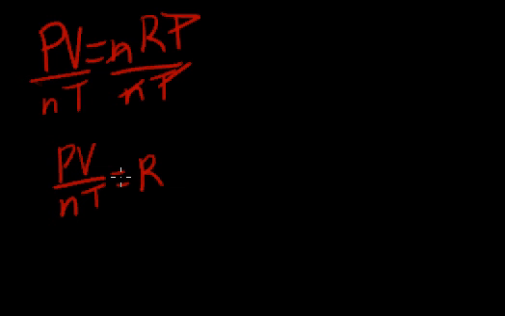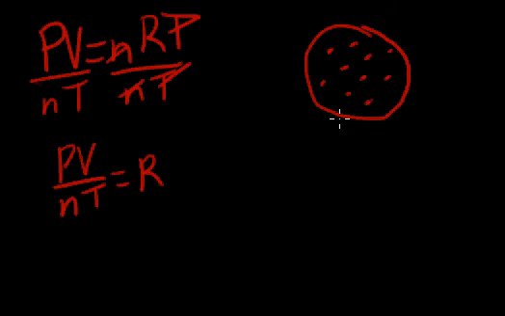And so if I have a balloon, and it's sitting there, and it's got its gas particles inside of it, and I measure the pressure, the temperature, the volume, and how many moles there are, and I plug those values into this equation, I will get the value of the universal gas constant. That's the way I can derive the universal gas constant.